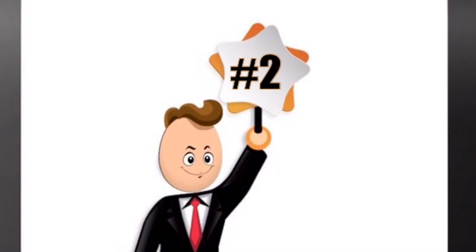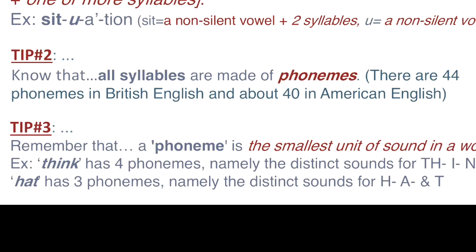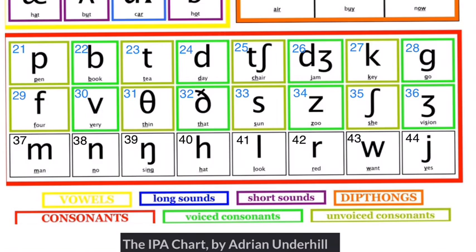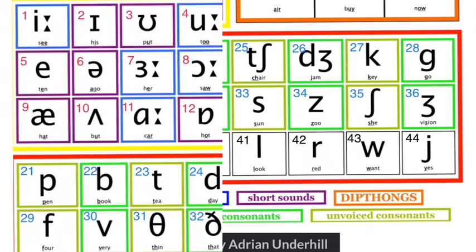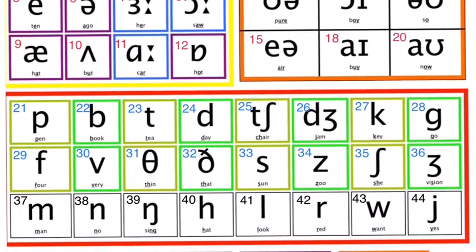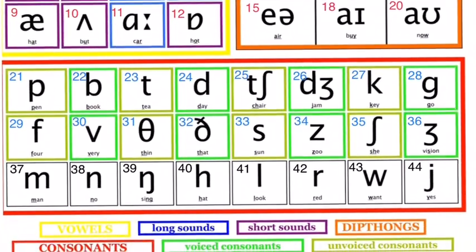Tip number 2, somewhat related to tip number 1. You have to know that all syllables are made up of phonemes, and there are 44 phonemes in British English and about 40 in American English. We've used the standard British IPA, which stands for International Phonetic Alphabet Chart, and the display designed by Adrian Underhill. We plan on creating a video for each of the 44 sounds, to help you practice them.